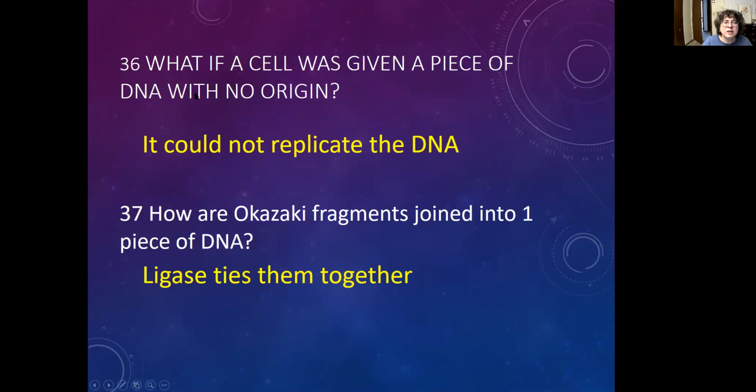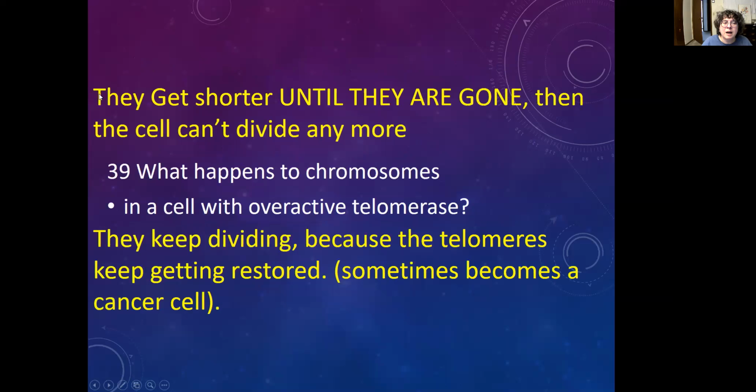There should be a question here about what happens to telomeres as cells divide. And the answer is that the telomeres on the ends of chromosomes get shorter with every cell division until they're all gone. And once the telomeres are all worn off of the ends of the chromosome, the cell with those chromosomes cannot undergo any more cell division.